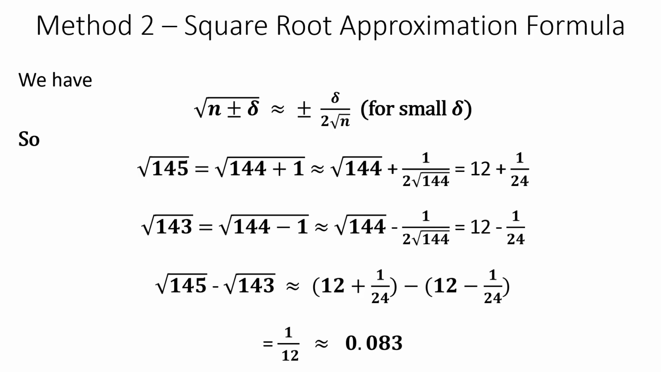So the second method is going to be the square root approximation formula. So we have the root of n plus or minus delta is equal to plus or minus delta over 2 over square root of n. So keep in mind this is an approximation. And plus or minus means that it works in both ways.